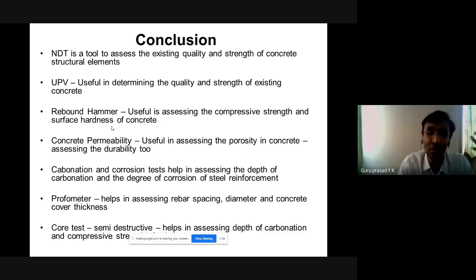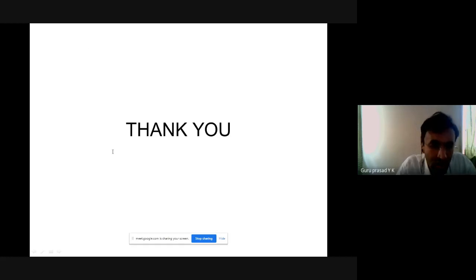The core test is a semi-destructive test, which helps in assessing the depth of carbonation and the compressive strength of the in situ concrete which has been cast. When your UPV, ultrasonic pulse velocity, as well as your rebound hammer results start giving you doubtful values, then you go for core test. So you also want to assess the in situ compressive strength. You use a profometer, find out the rebar spacing. Where there is no rebar, you perform the core test. Now, I would go through a couple of videos very quickly.